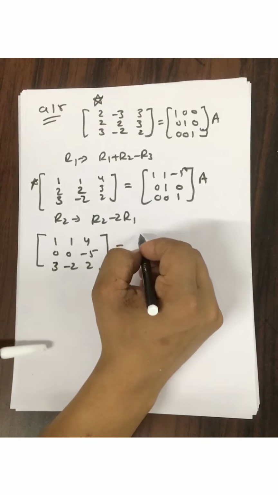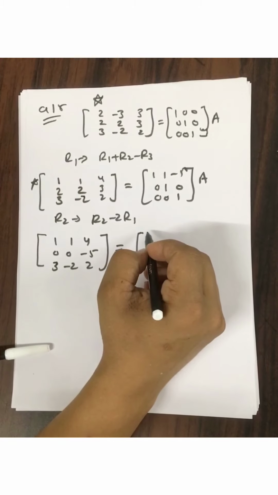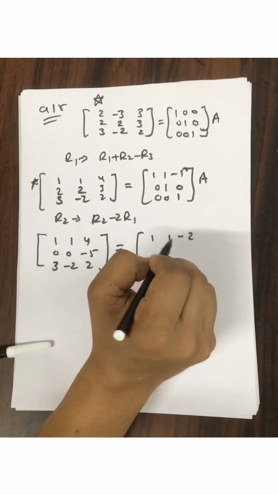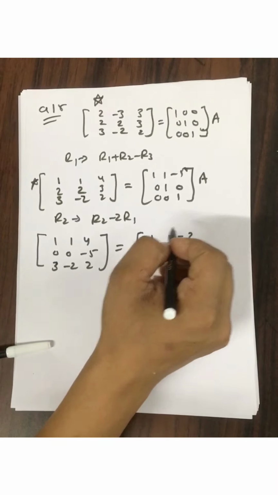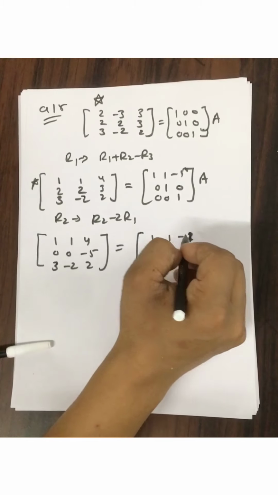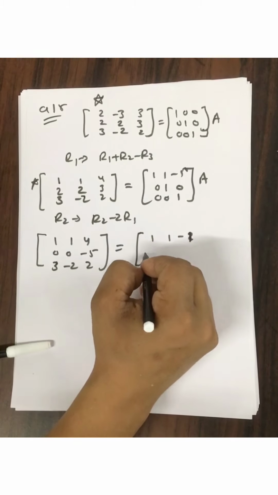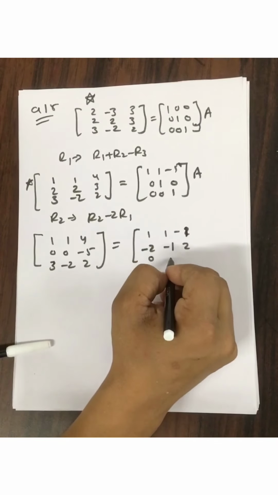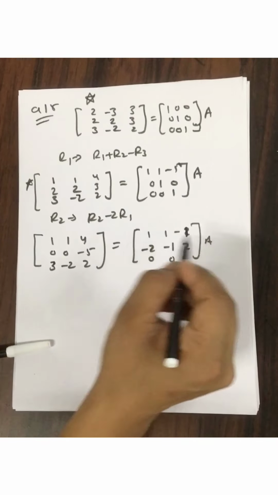This side is important, so I'll take time. We subtract this. How much will this be? 1, 1 minus 2. Okay. No, it will be minus 1. Yes. And minus 2, minus 1 and 2, 0, 0 and 1 into A.